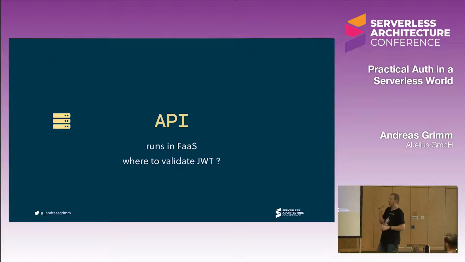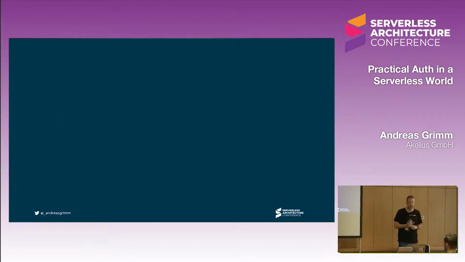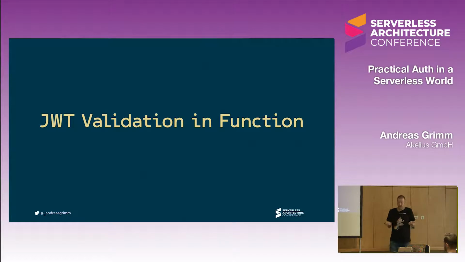Another question is, where do we validate this JWT? And there are different possibilities to do that. The simplest you might think of is we validate this JWT directly in the function, directly in the code.